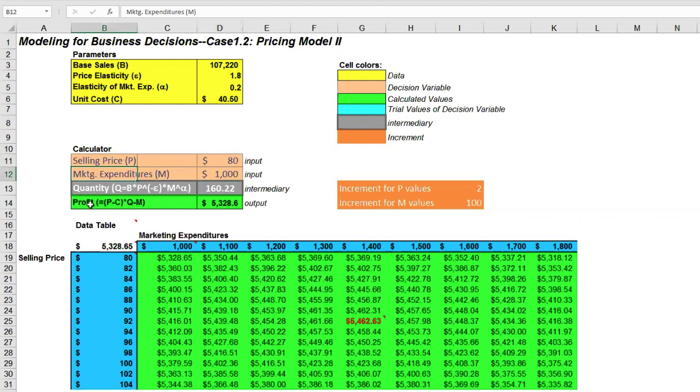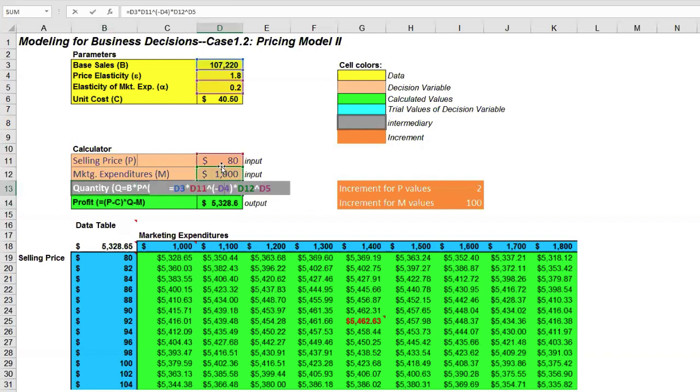In this case, our target is to figure out what the profit is. So we need to have the profit function, (P minus C) times Q minus M. But in order to get to that point, we need to have the Q, the sale quantity, first. So we specify quantity here, and that will be the equation we use.